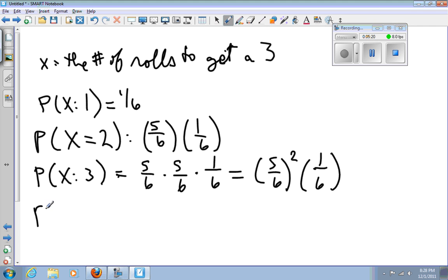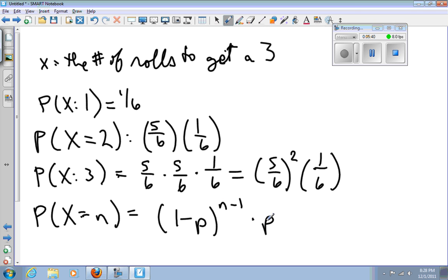So generically speaking, what's the probability that I finally succeed on, we'll say, the nth roll? This is the same notation the book uses. Well, what I've got to do is fail, 1 minus p, all but the last time, and then I succeed. So that's the generic formula for a geometric distribution.